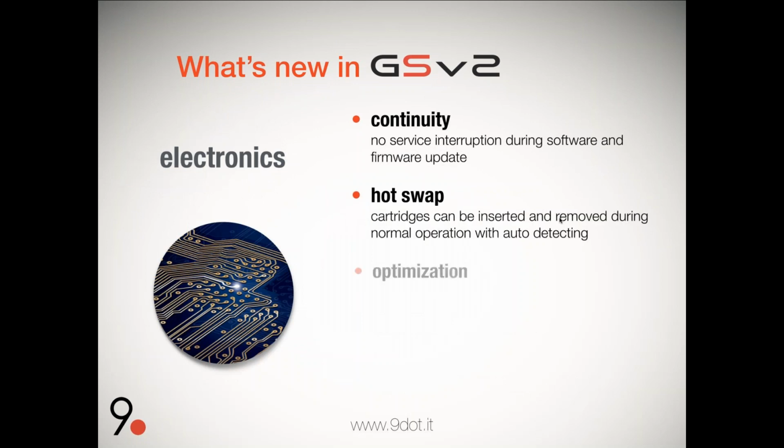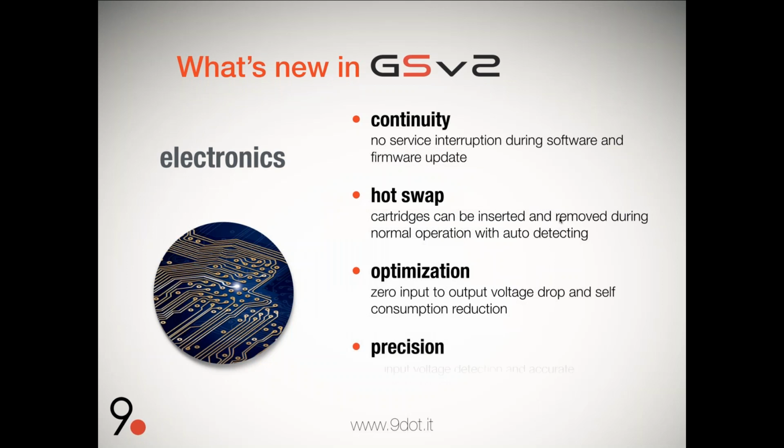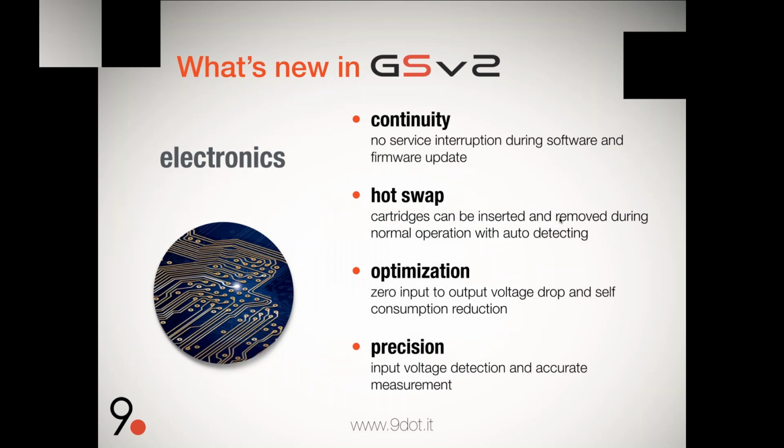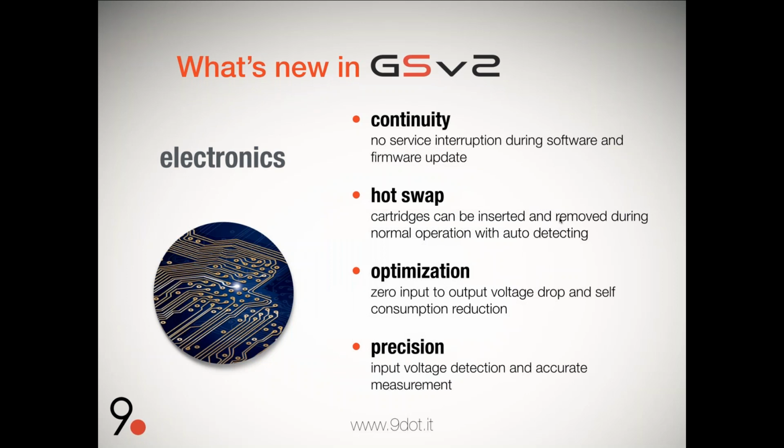Because of this, we have continuity in electronics, so no service interruption during software upgrade or firmware upgrade. Everything is hot swappable. A cartridge can be inserted and removed during normal operation without any loss of the signal and without detection. So you can change the cartridge and the GigaSync will operate the same.